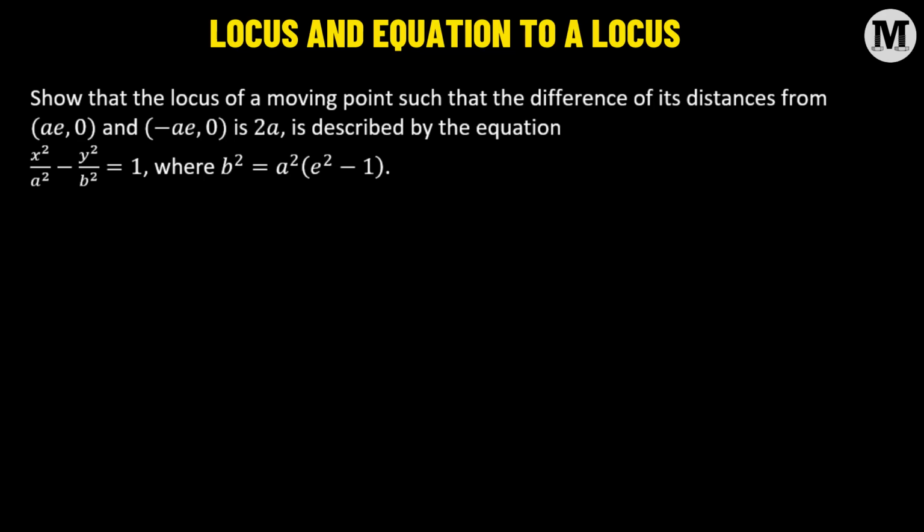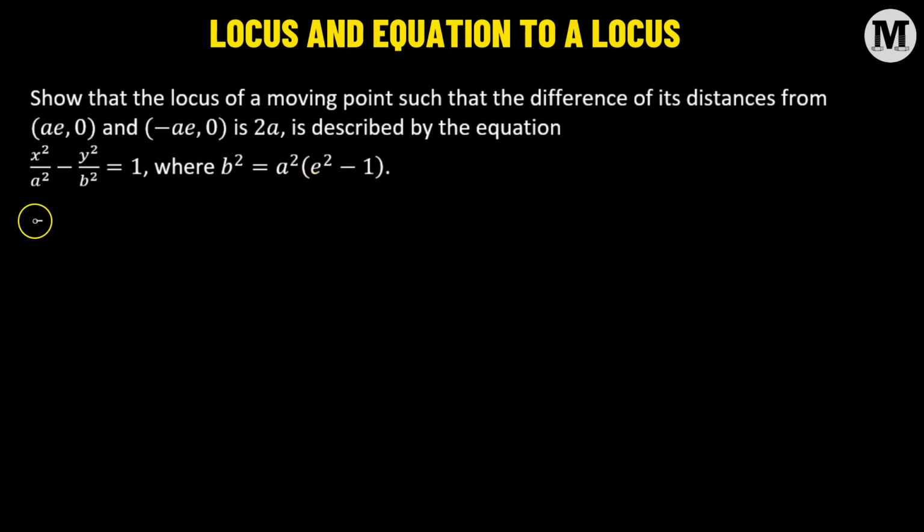Show that the locus of a moving point such that the difference of its distances from 2 points, one has the coordinates (ae, 0) and the other has the coordinates (-ae, 0), is 2a. That is described by this particular equation, and we also have a condition here that b squared equals a squared times (e squared minus 1).